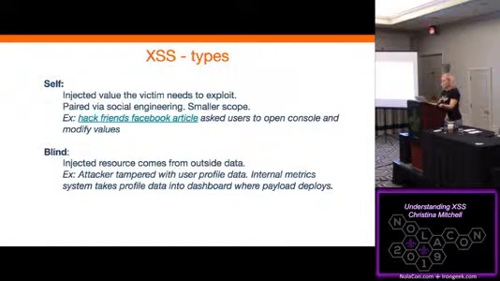Then there's also blind XSS, which is an injected resource that comes in from outside data. For example, let's say an attacker modified their username to a payload, and this information triggered on an internal metric system that takes profile data, where it deploys and calls back to the attacker. That's blind, a little bit harder to figure out sometimes.